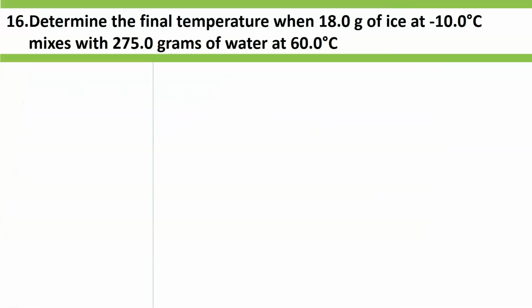Determine the final temperature when 18 grams of ice at -10 mixes with 275 grams of water at 60. Now, conceptually, you should be able to notice that this will probably end up closer to the warm water, won't it? If you have 275 grams of warm water and you only have 18 grams of ice, you're going to end up pretty close over here. We will give you problems where it's pretty obvious where things will end up.